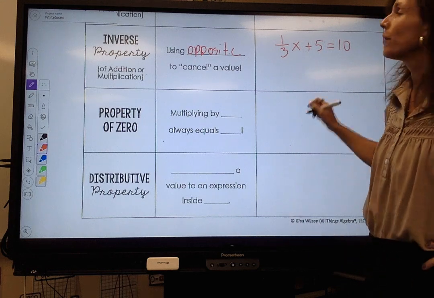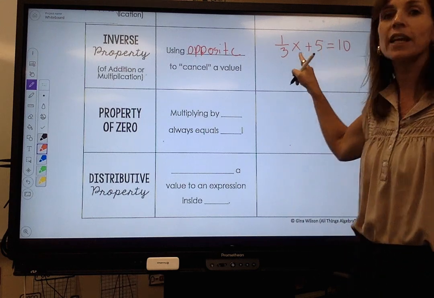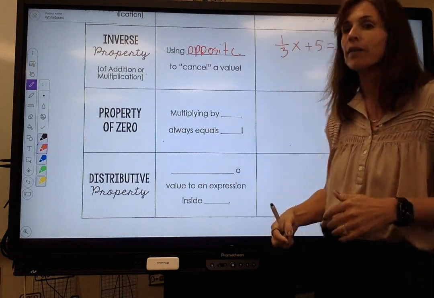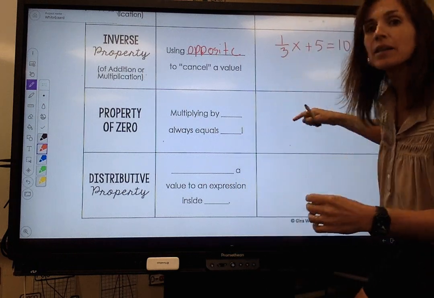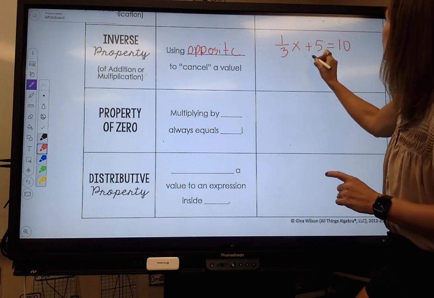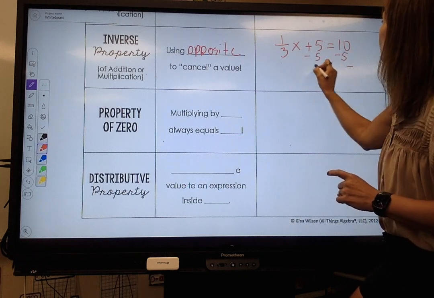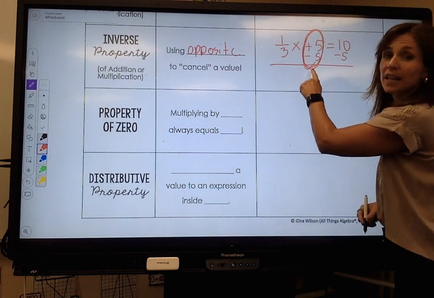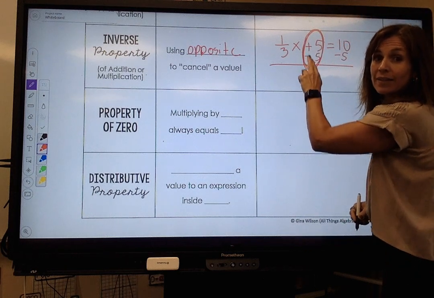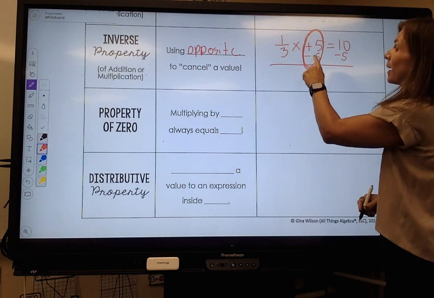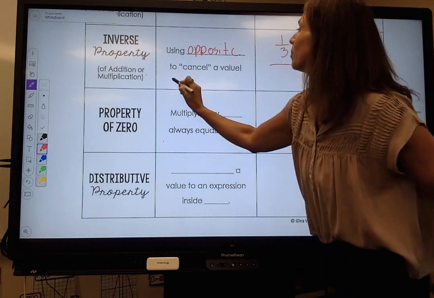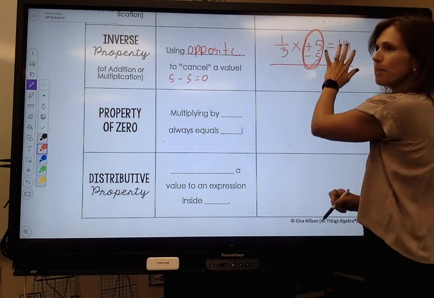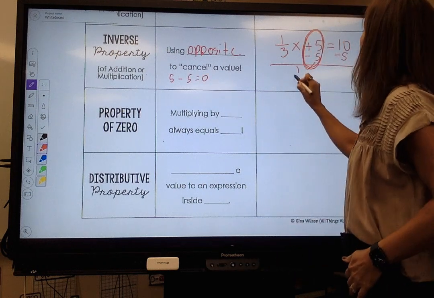In a 2-step equation, if I solve for x, I have to get rid of that positive 5. How do you cancel it out and get rid of it? You do the opposite. So if it's a positive 5, we subtract 5 on both sides. This is the inverse property, canceling it out. 5 minus 5. So an example could be 5 minus 5 equals 0. It's better seen in a 2-step equation.